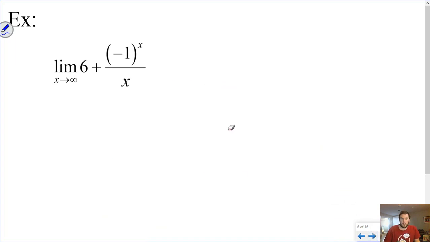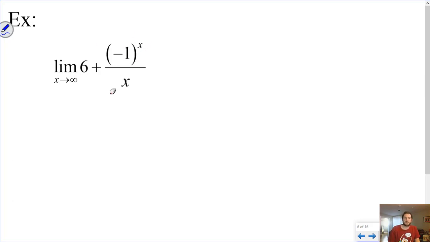So again, give this a try. See if you can figure out what this one is supposed to be. Then once you're ready, start the video back up and take a look. Okay, so here's another limit equation. This one's a little bit weirder.